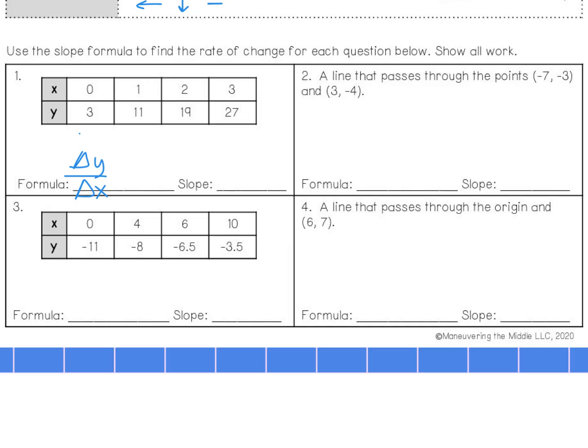You can use any of these 2 points. They can be next to each other. You can skip one. Sometimes there's negatives and we don't like to deal with negatives, or sometimes there's decimals, right? Just choose the 2 you want.